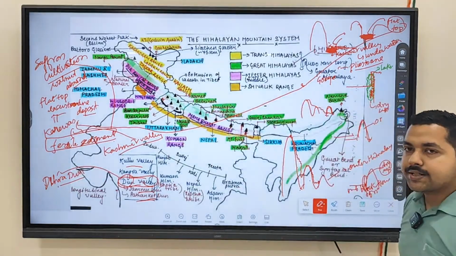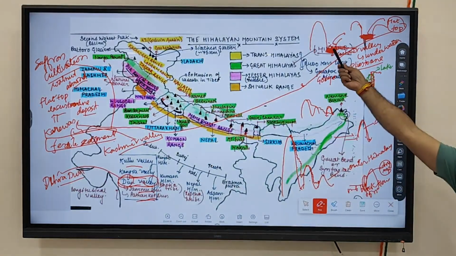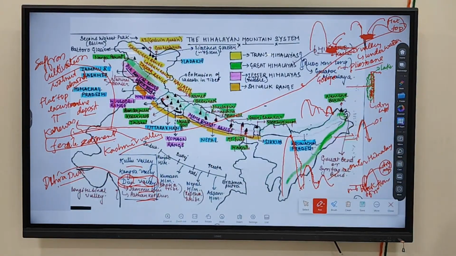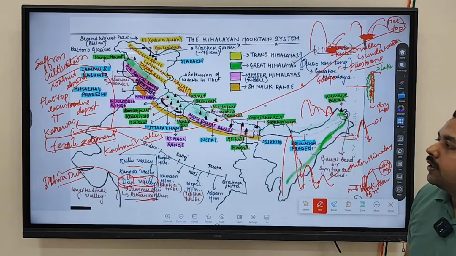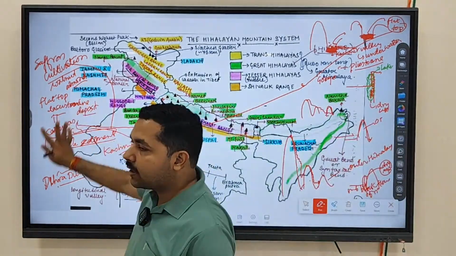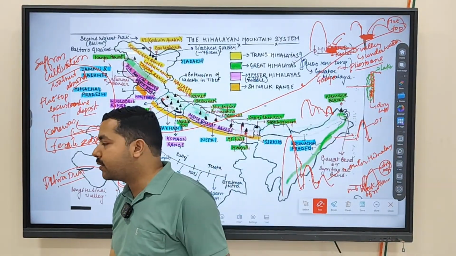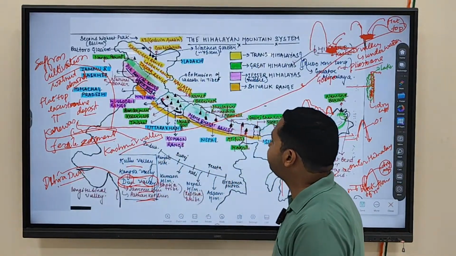So this Karewa is generally used for what? This flat top region is generally used for cultivation. And what type of cultivation are we doing? Saffron cultivation. We are also doing walnut cultivation and almond cultivation. Those things are being done in this region. Fine.